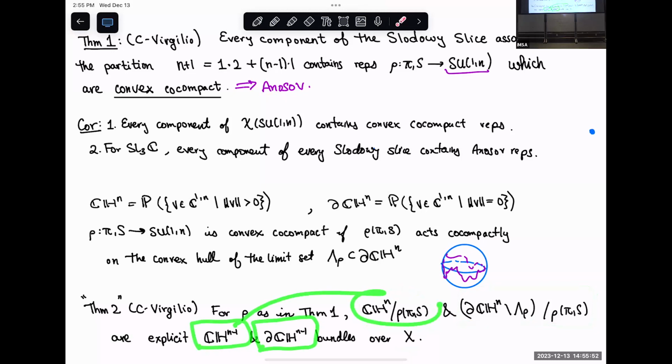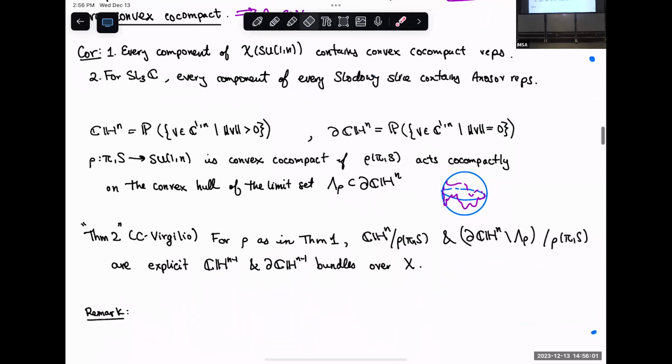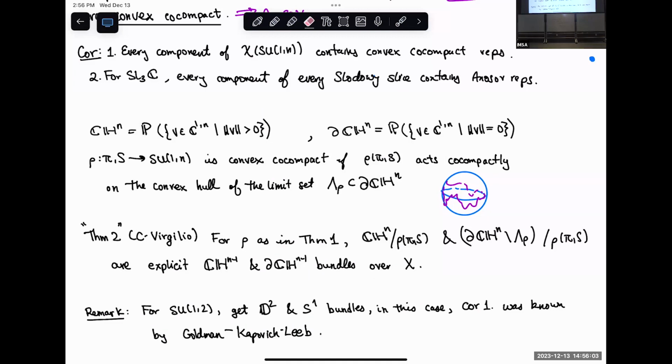So this one is this one, and this one is that one. Okay, and maybe as a remark, I'll say that for SU(1,2), the boundary is complex hyperbolic, then the fiber is complex hyperbolic one-space, which is a disk, and the other one is a boundary of complex hyperbolic one-space, which is a circle.